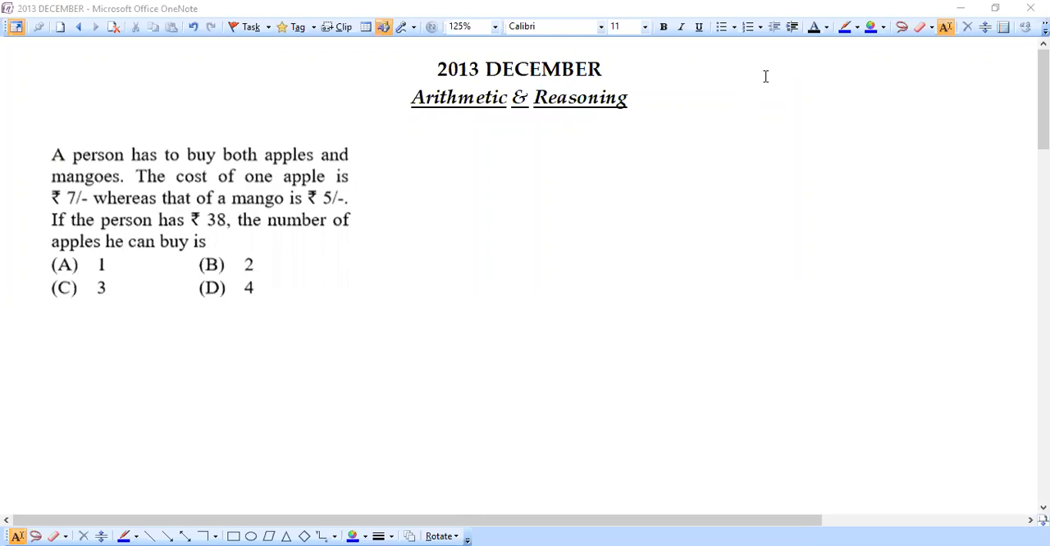Here, this session with us is the question paper of 2013 December, and as usual, we are about to solve questions from the arithmetic and reasoning part. In this session again, we have 4 questions. Let's solve them one by one.